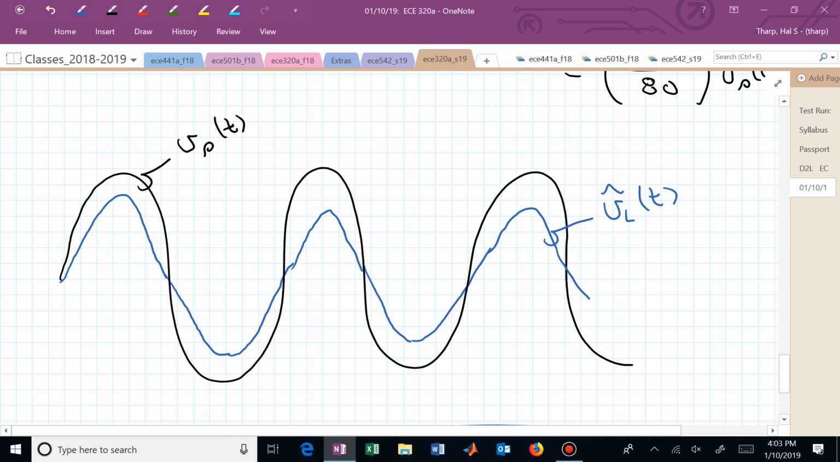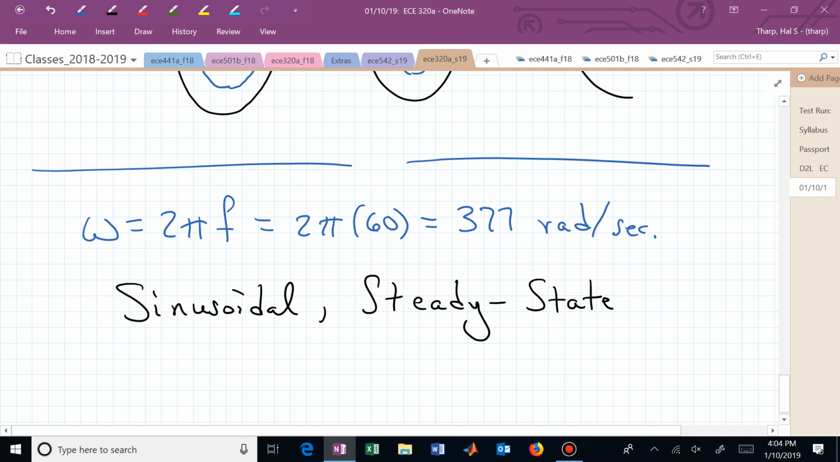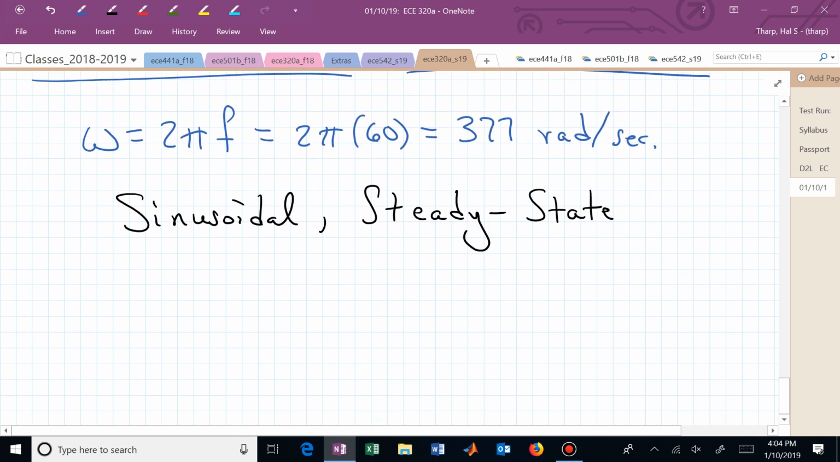You could say, this is what V sub L looks like. Do you really want me to go through the analysis? You might not be quite like that. But you might suggest that you know what's expected, and now you can start thinking, okay, if we're doing sinusoidal steady state analysis, what's the next step in that process?